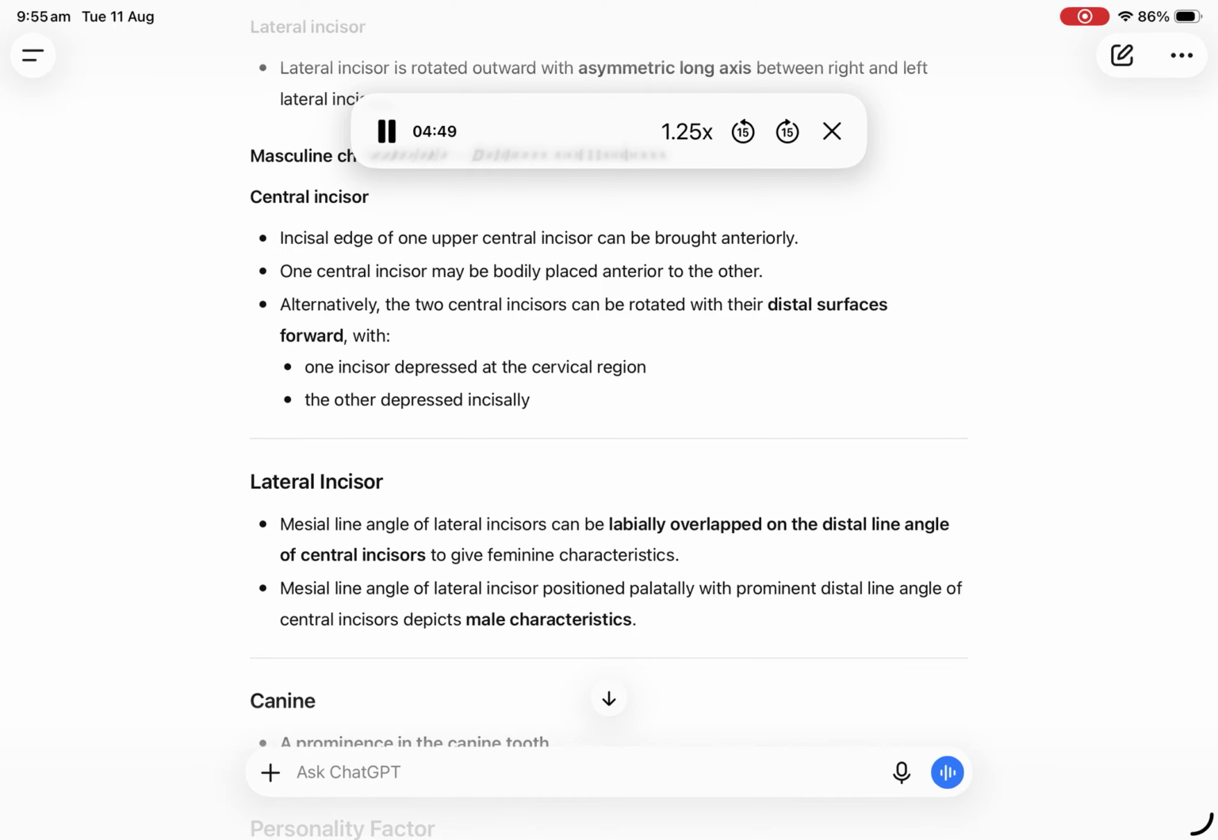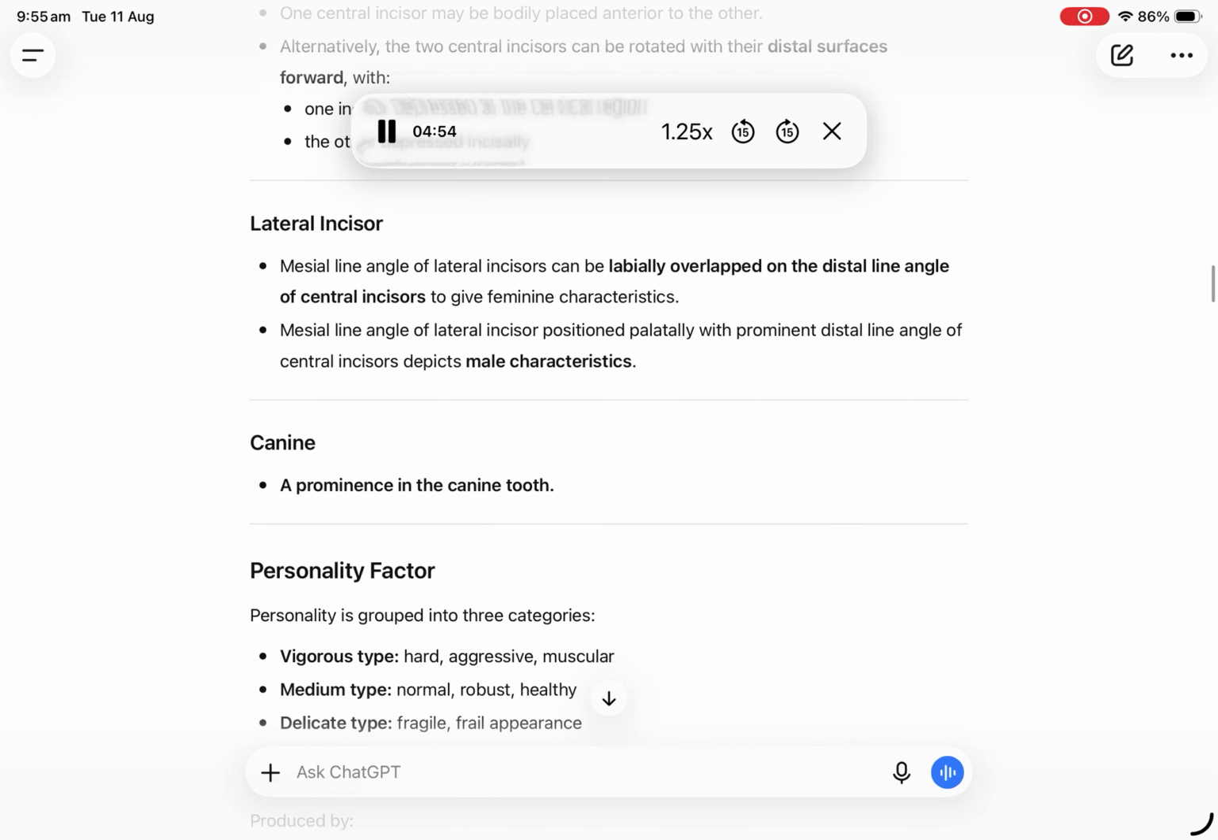Lateral incisor. The mesial line angle of the lateral incisors can be labially overlapped on the distal line angle of the central incisors to give feminine characteristics. A mesial line angle of the lateral incisor positioned palatally with a prominent distal line angle of the central incisors depicts male characteristics.